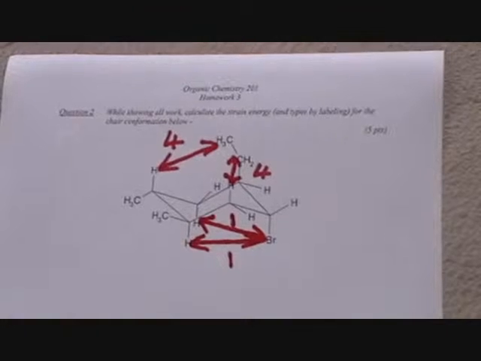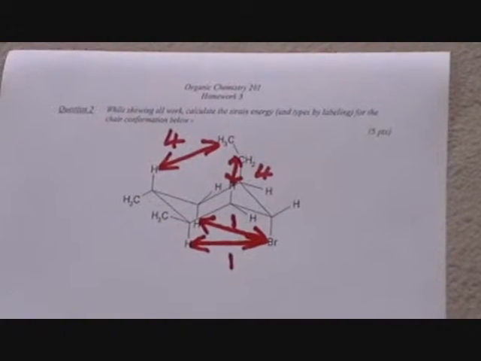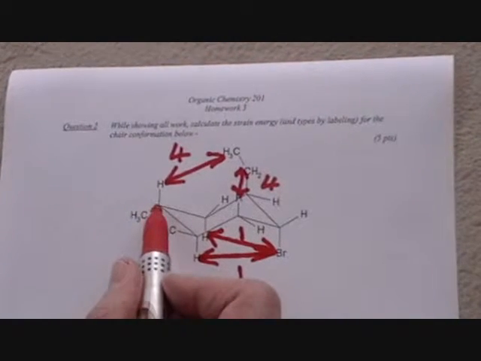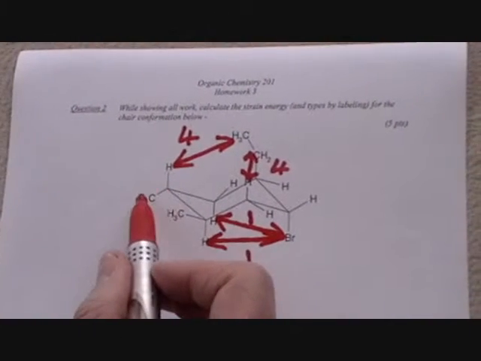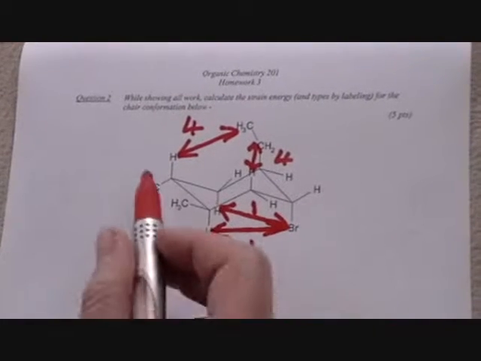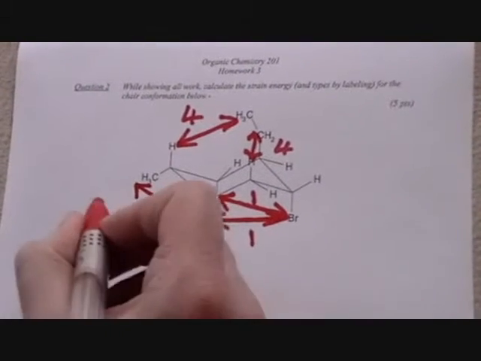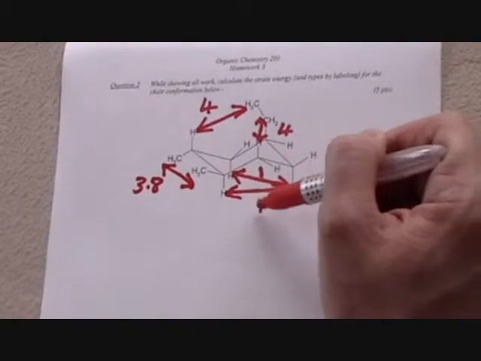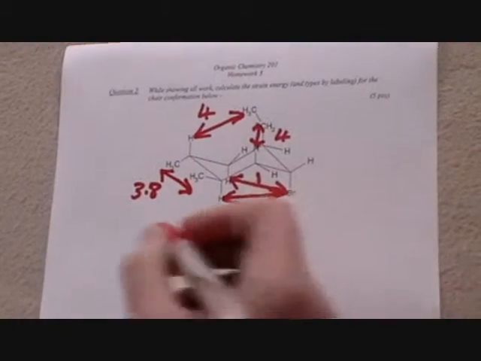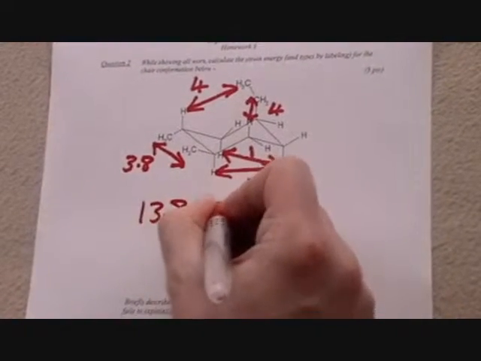We also need to think about our staggered strains, our gauche strains in the molecule. And we have two methyl groups which are in the equatorial positions, staggered by 60 degrees, but that still gives us problems. So there's a gauche strain there of 3.8 kilojoules per mole. Take a last look around the molecule. Everything else should be just hydrogen strains. So a total strain of 4 plus 4 plus 1 plus 1 plus 3.8. That gives us 13.8 kilojoules per mole of strain energy.